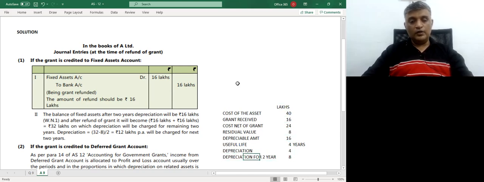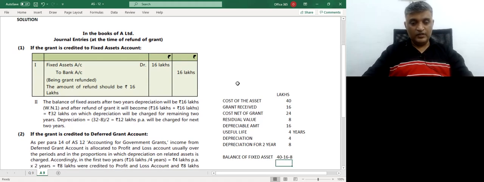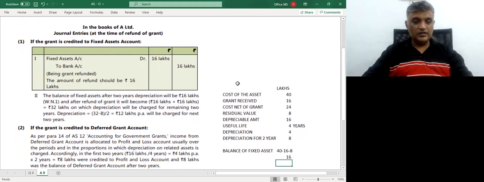After the 2 years period, the total depreciation charge is going to be 8 lakhs. So what is the value of the asset after 2 years period? That is important. So it is going to be 40. Therefore, what is the balance of fixed asset? It's going to be 40 minus 16 minus 8, which is nothing but 16 lakhs. This is exactly what they have told in the first line. The balance of the fixed assets after 2 years depreciation will be 16 lakhs. And this is the computation for this.